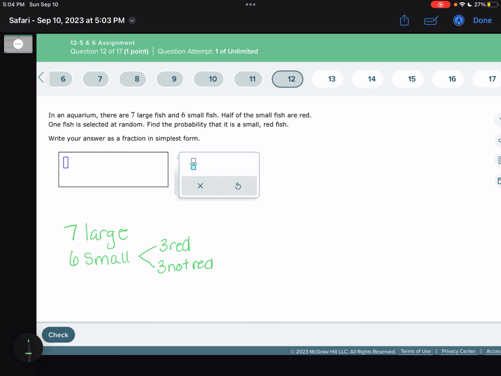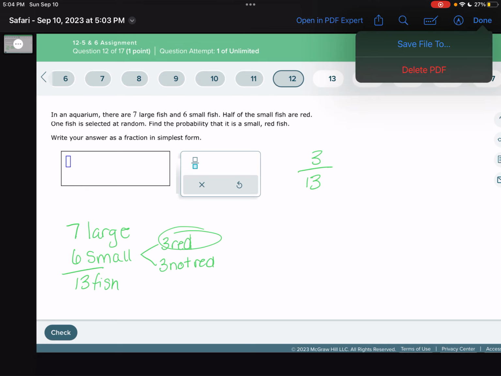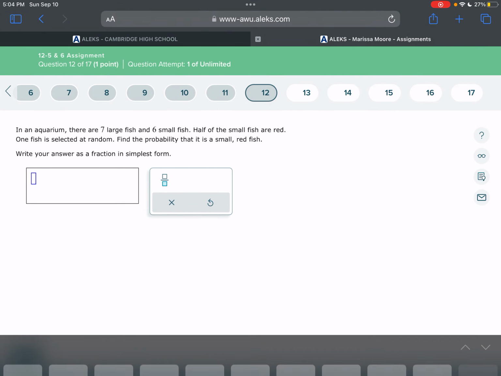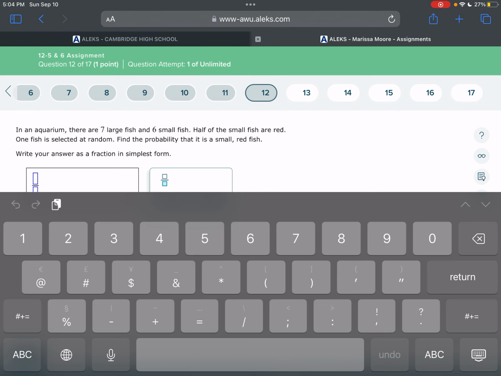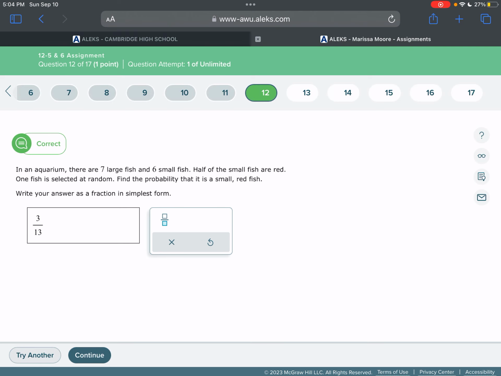One fish is selected at random. Find the probability that it is a small red fish. So I have a total of 13 fish. And then I want it to be small and red. So 3 out of those 13 fish are your small and red fish. Again, make sure that you're putting them in simplified fractions. So I'm going to put it in 3 out of 13. You can check it. It will tell you if you're right or not.